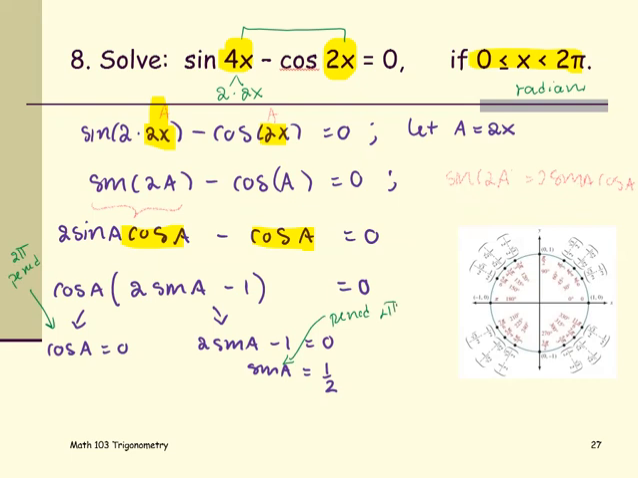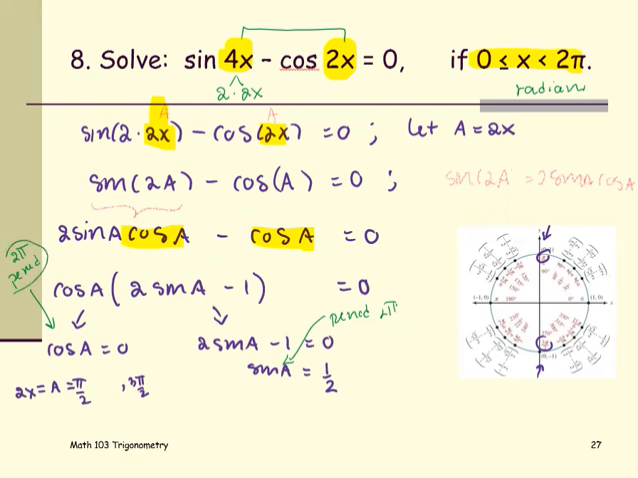So we're going to start with finding the solution in form of the A. So A will be, since the cosine is the first coordinate, if the first coordinate is 0, we have an angle in radian as pi over 2 and 3 pi over 2. So A is pi over 2 and 3 pi over 2. And recall A is 2x. Replace A with the 2x.